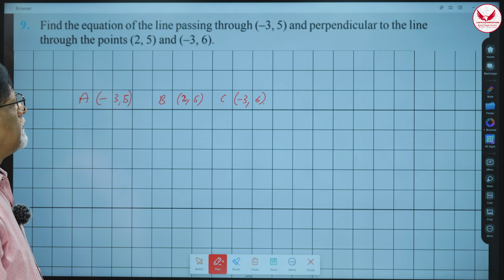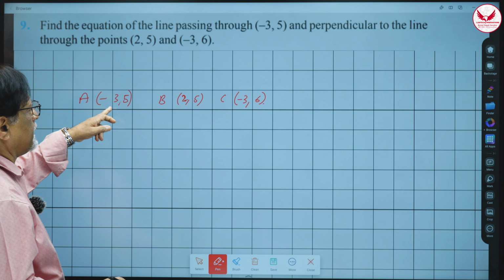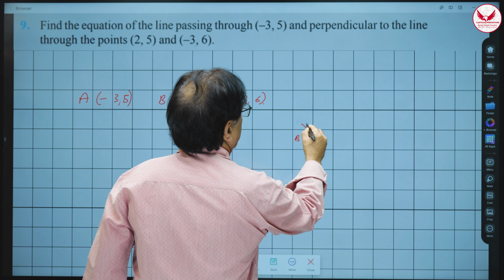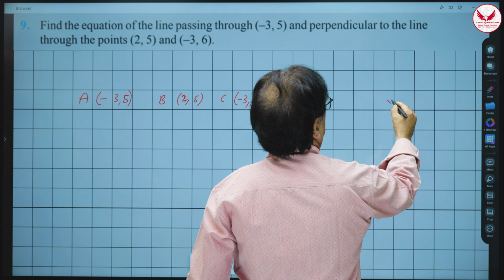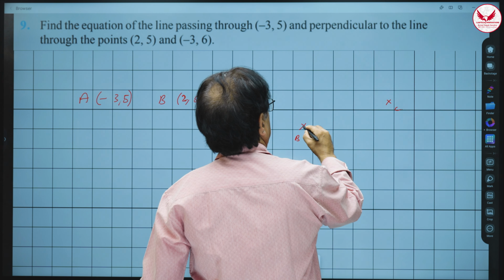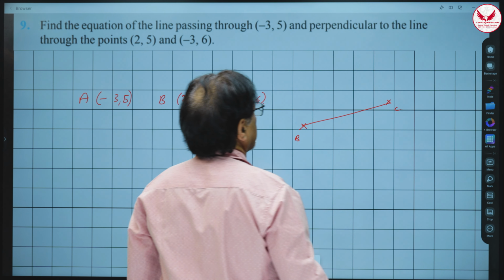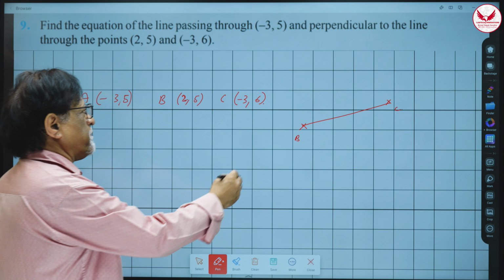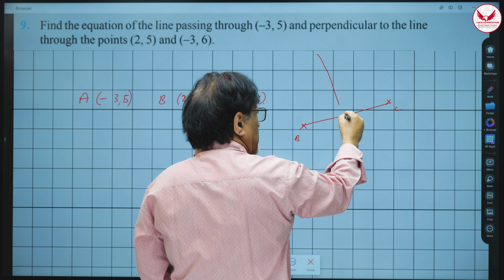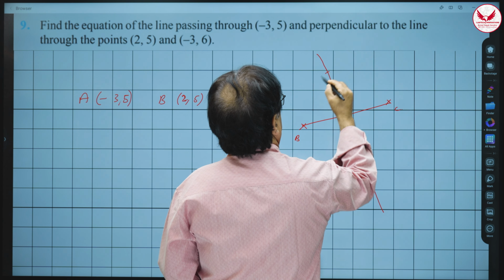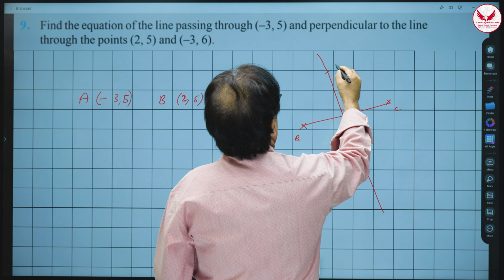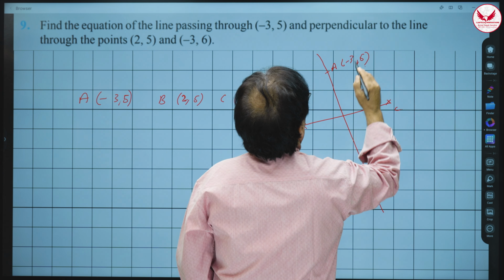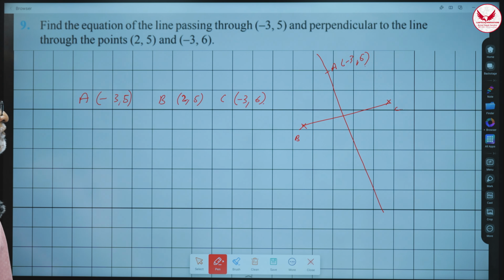So the line is given to be passing through this, right? If this is B, somewhere here is B, and somewhere this is suppose C, then this is the line joining BC. We want a line which is perpendicular to BC, and one point lies on that line, and that is nothing but A, and A is (-3, 5). So students, please realize the situation here.